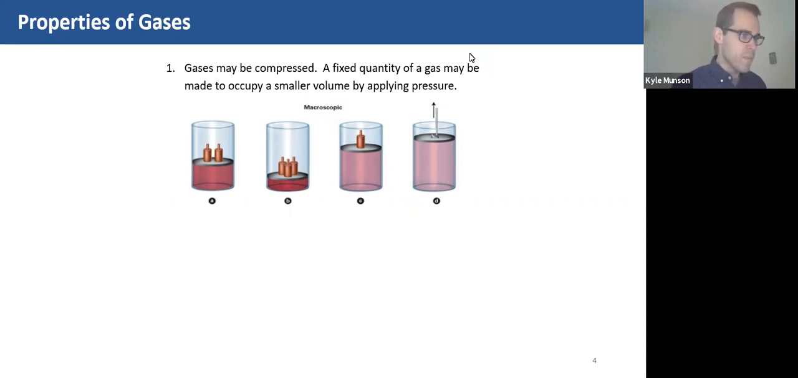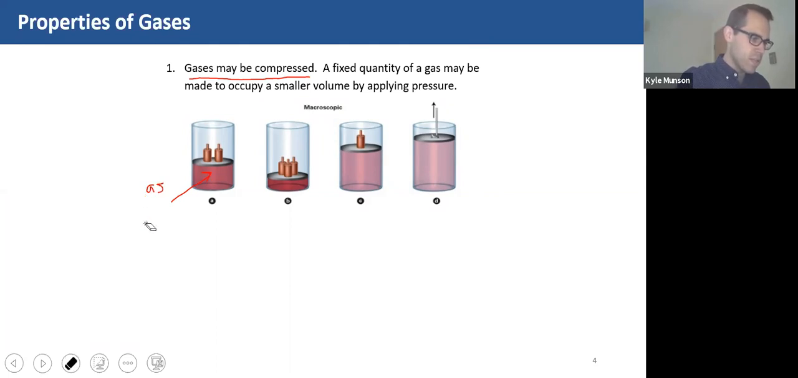So the first one, a lot of these might seem very obvious to you, and that's a good thing if they do. So the first is that gases may be compressed. Okay, a fixed quantity of a gas may be made to occupy a smaller volume by applying pressure. Okay, so in this case we have some gas here, gas molecules. This is a macroscopic picture.